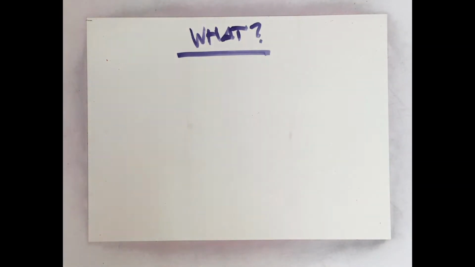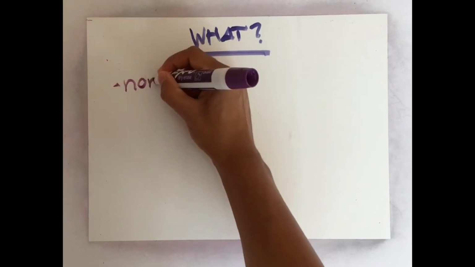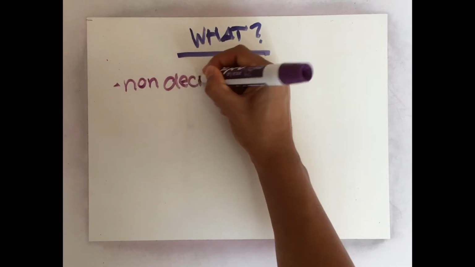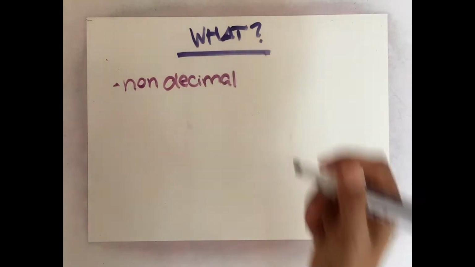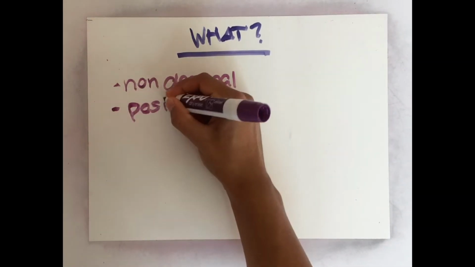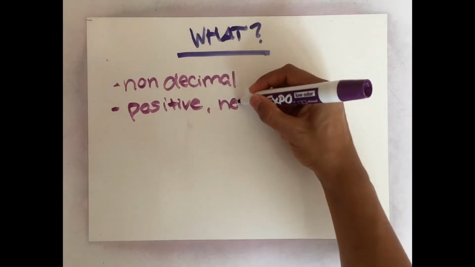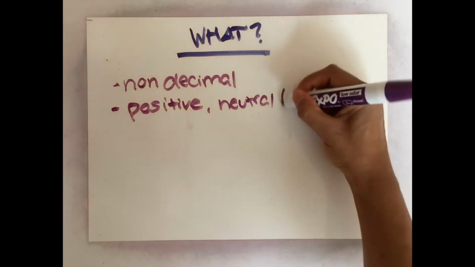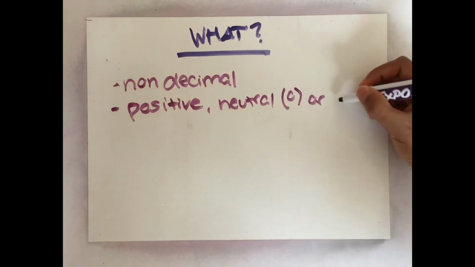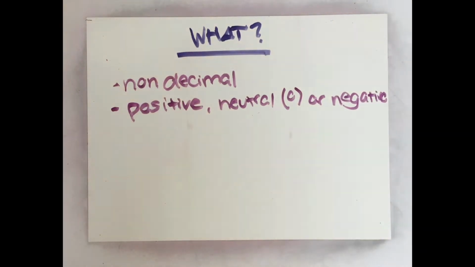So a number that is an integer must be a non-decimal number, and it can be positive, neutral, which would be 0, or negative. So basically, these are the criteria that make up an integer.